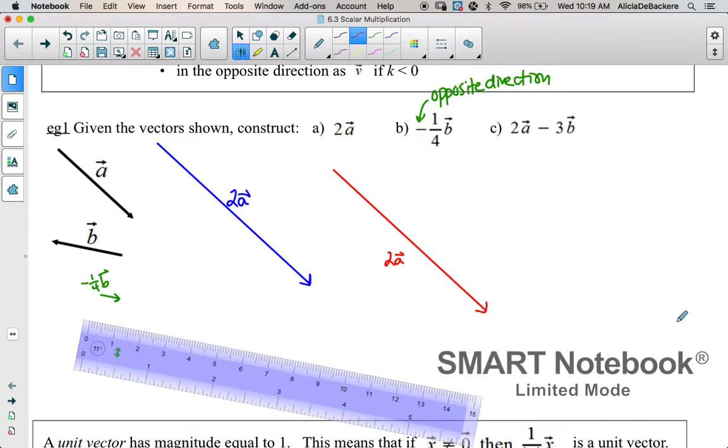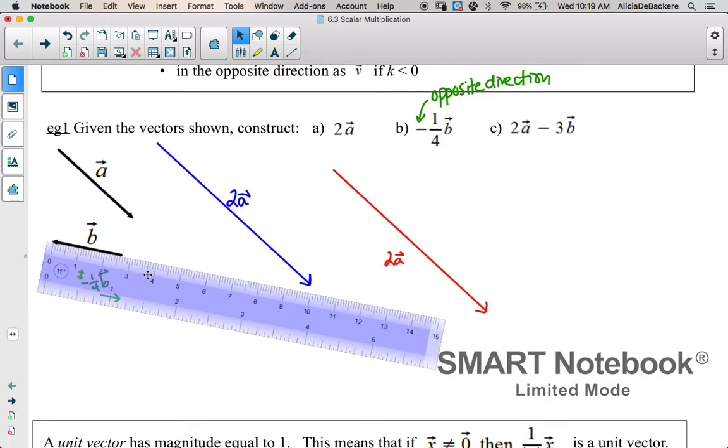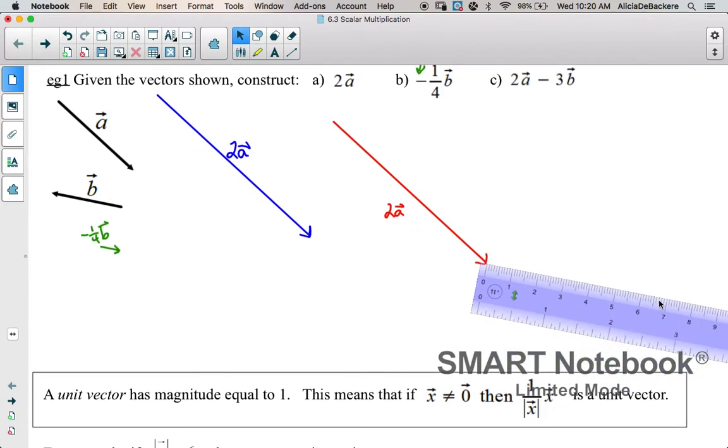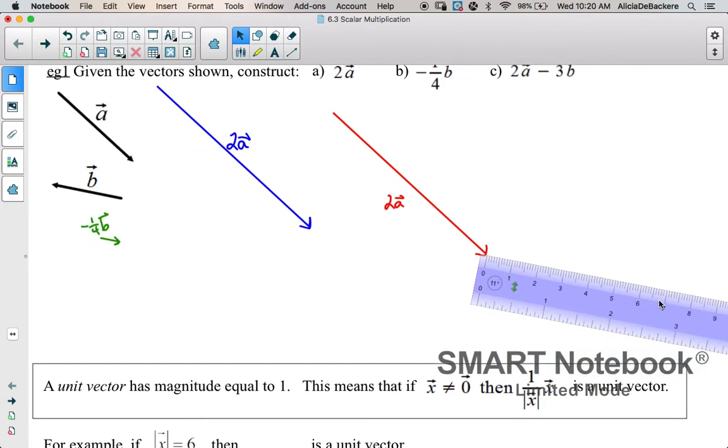So there's 2A. And to that, what I'm going to do is tack on, and I'm starting from the head here, -3B. So remember that we said here that B is about 2.8. I'm going to do that 3 times. And I'm going to go in the opposite direction. So it's going to be pointing down towards the bottom right. And I'm going to tack that onto the end here. I hope I've got enough room. So I'm going to be doing the 2.8 3 times, so I need to get to 8.4. I just have enough room here.